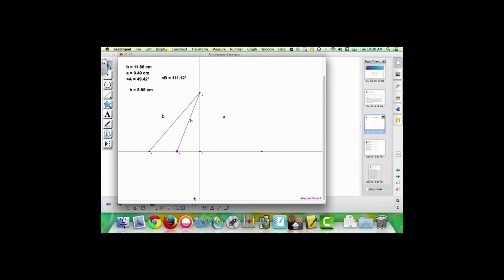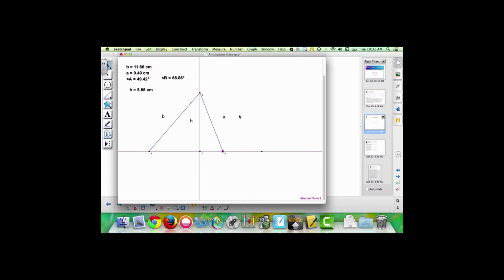Remember here we had angle A as 49.42 degrees, side A across from it as 9.49 centimeters, and side B across from angle B as 11.66. I was able to drag side A so that it was 9.49 again on this side of point F to get a completely different triangle with the same side-side angle measurements.